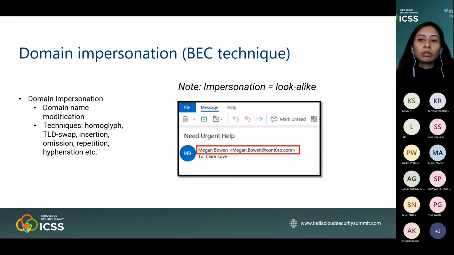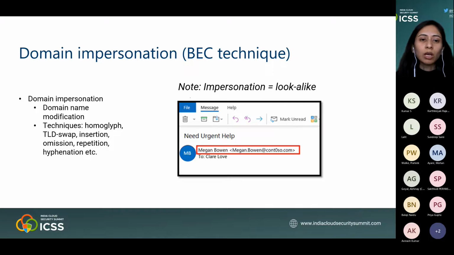Now, impersonation, on the other hand, is a look-alike, unlike spoofing, which is an exact domain sender. So, in the impersonation technique, the attacker forges an email domain which visually looks like the domain of the victim's organization or the domain of their business partner. So, for example, in this case, the email seems to come from a domain called contoso.com, but it's spelled with a zero instead of an O. And there are various tricks that are used here, such as insertion, omission, homoglyph, or repetition, hyphenation, etc., in the domain name.